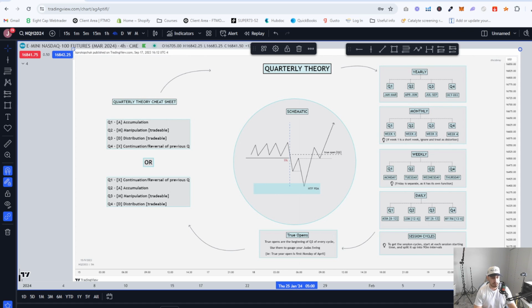But the unicorn model is one of my favorite ICT trading models because it has such a high win rate and is such a beginner-friendly strategy for you guys to learn. So let's go ahead and see how I personally use quarterly theory. Let me go ahead and show you guys.